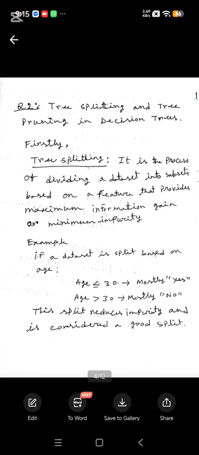Now next, moving on to tree splitting and tree pruning. Now that we understand how a split is evaluated, let's talk about tree splitting and pruning. Tree splitting is simply the process of dividing data at a node based on a feature that improves class separation. However, there is a risk here. If we allow the tree to keep splitting without control, it may start learning patterns that exist only in the training data. This problem is called overfitting.